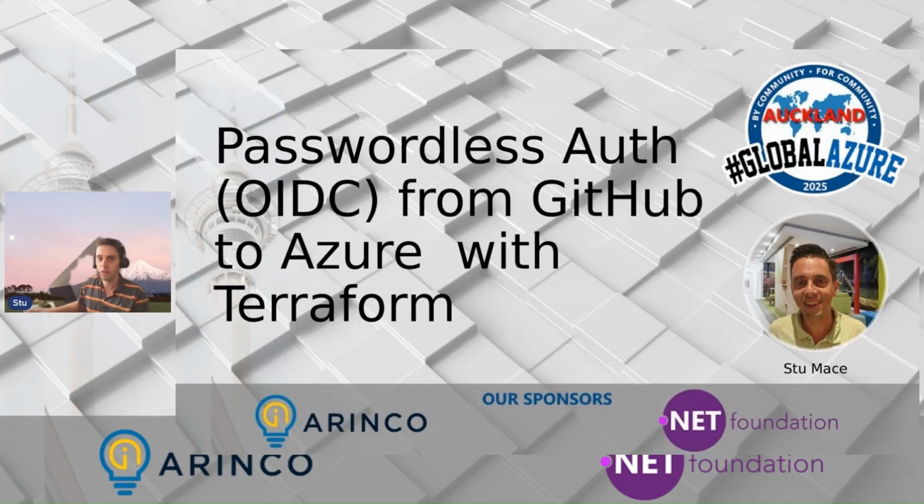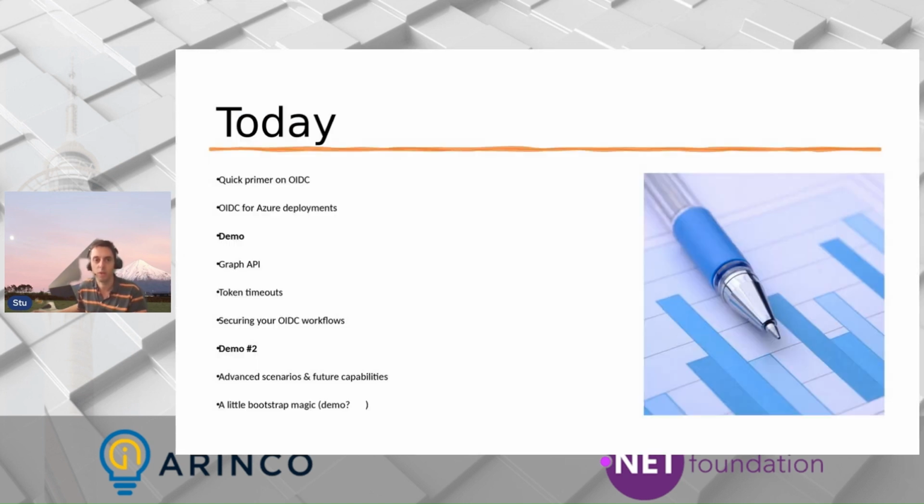Okay, so today I'm going to talk about passwordless authentication using OIDC. So here's a quick run through of what we're going to cover. A quick primer, a demo, and then we'll go into some of the more curly things: Graph API, token timeouts, and how to approach security or increase security. Second demo, and then we'll talk about some advanced scenarios and some future capabilities coming from the Entra team. And if you've got time, hopefully at the end, a little bootstrap magic.